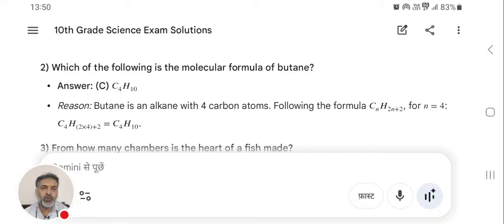Question number 2. Which of the following is the molecular formula of butane? The answer is C4H10. Answer C is the right answer. Because butane is an alkane with 4 carbons, the molecular formula is CnH2n+2, so n is equal to 4. Then it is C4H10.